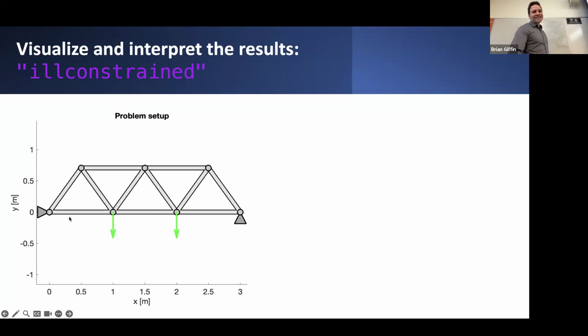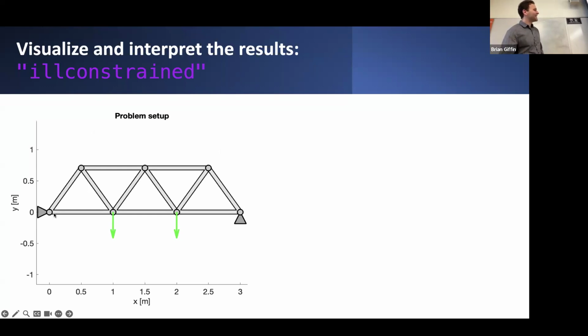There's really only 2 constraints. I'm constraining this node in the x direction, and I'm constraining this node in the y direction. And probably from the outset, you can tell that the name says it all. What's wrong with this problem? Needs to be constrained. Yeah, we need some other constraint.